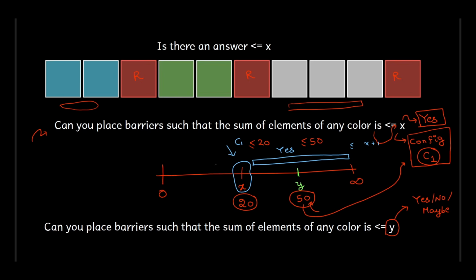Okay, but now what if the answer to this problem is no? Like there is no configuration in the world where this sum of elements of any color is less than or equal to x. Then if I ask you another question, and this time I give you this like 10. What do you think the answer to this question would be? Like, is there a way to place the barrier such that the sum of elements of a single color is less than or equal to 10? Do you think the answer to this would be yes, no, or maybe?